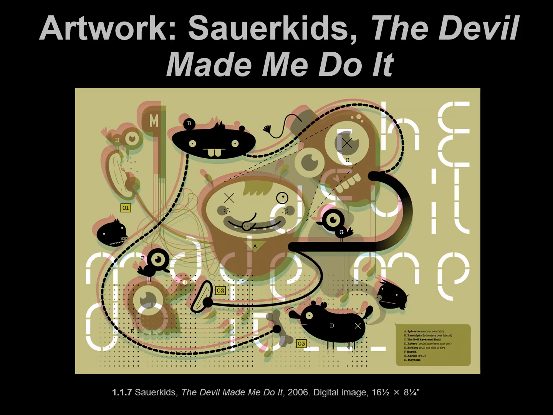This is an amazing digital image from 2006 that uses this idea of implied line to really draw the viewer's eyes around, almost like a roller coaster through the image. Our eyes follow these dotted lines and move in this elliptical, circular way throughout the image. Notice how implied line is also used to create the text, in this case, "The Devil Made Me Do It," which is the title of the work itself.